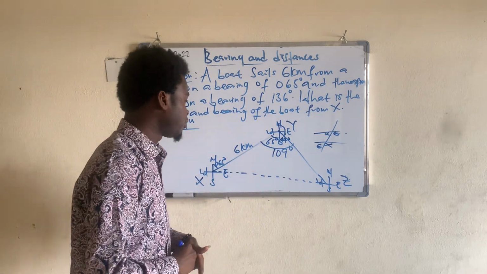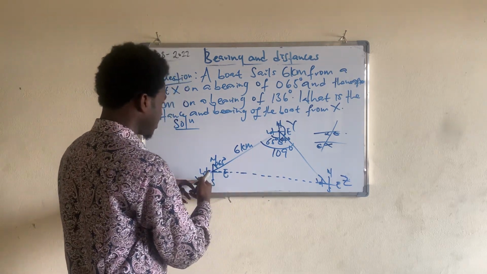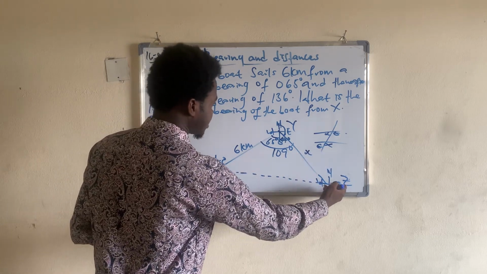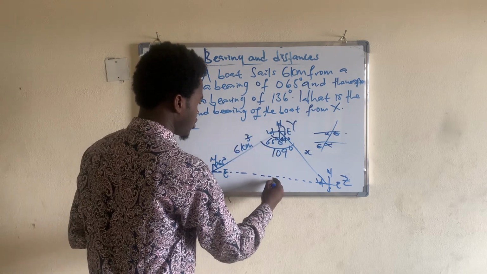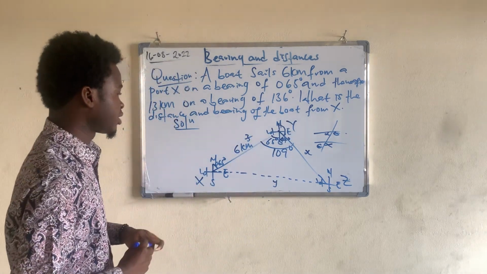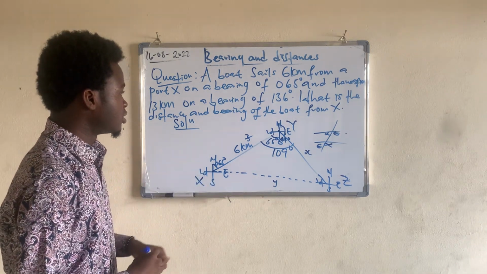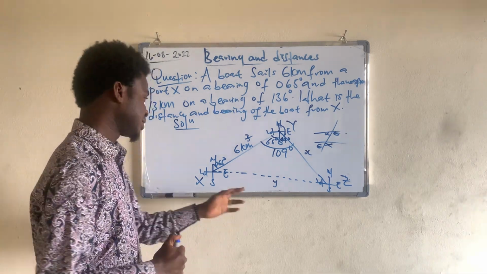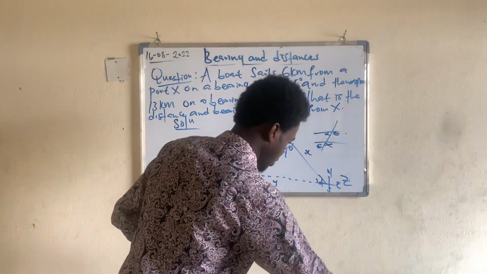Now, at this point, we are to look for this distance. So I need to create the side lengths. If this is capital X, this is small x. This is capital Z, this is small z. This is Y, this is small y. So we are looking for this distance, this 1 kilometer. Okay, so we will have to make use of our cosine rule to get the distance here.